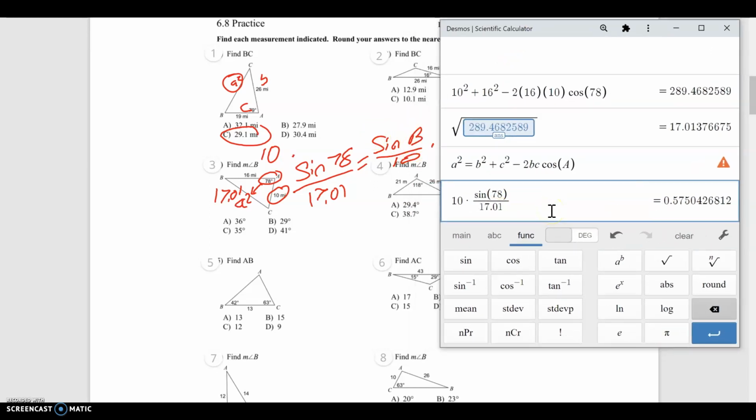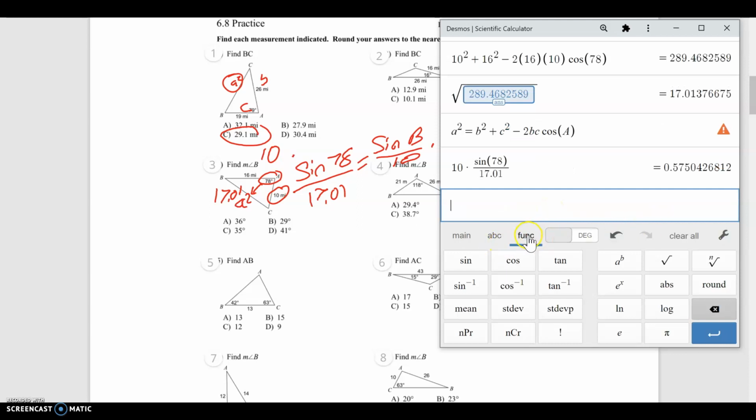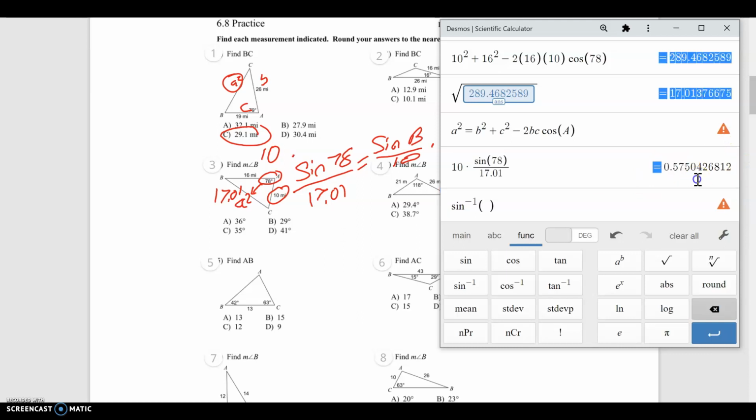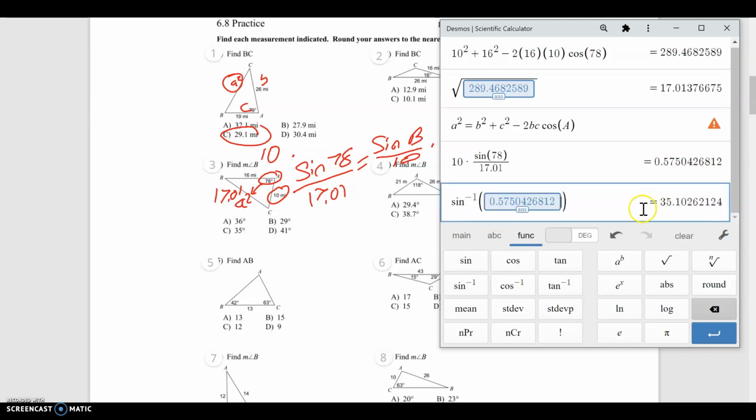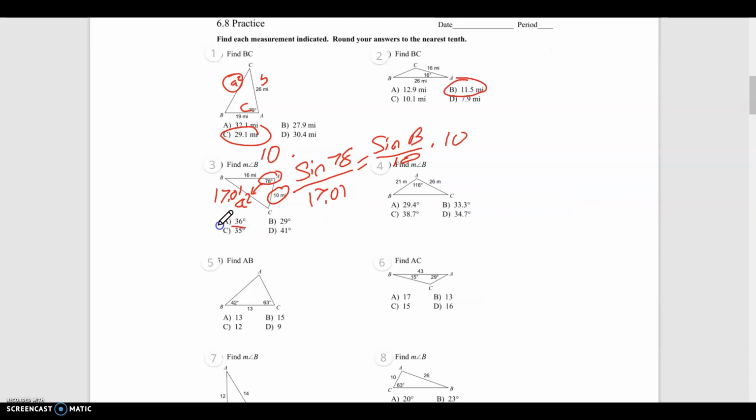Now remember, to find the angle I need to use inverse. So if you click on the function button, there's the inverse symbol right there, and then I could just copy that in, or I could just type answer and it'll pop up right there. So it'll be 35. So my answer here would be C. 35 degrees.